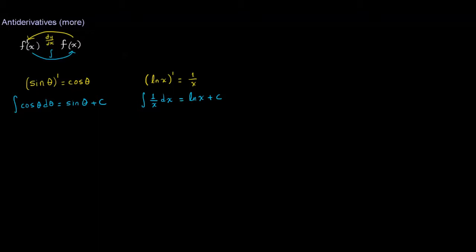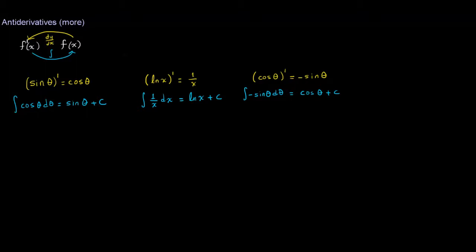So let's continue with another case. Suppose we take the derivative of cosine of theta. This would be minus sine of theta. So if I take the antiderivative of minus sine of theta d theta, this of course would be equal to cosine of theta plus c.